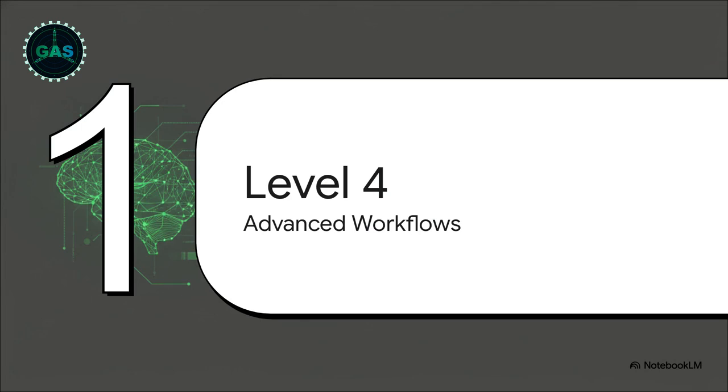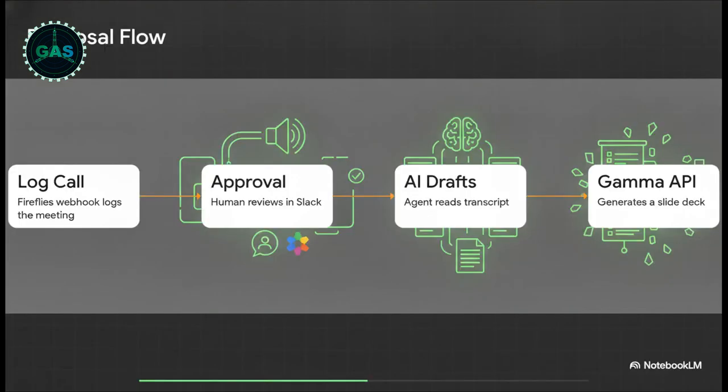Level 4. Advanced Agent Workflows. Take a look at this automated proposal generation flow built with NNN. Step 1. A webhook grabs a completed meeting transcript from Fireflies and logs it. Step 2. A Slack message pings a human for approval. Step 3. A specialized AI agent reads the transcript and drafts a high-converting business proposal. And Step 4. It shoots a structured JSON request to the Gamma API, which instantly generates a beautifully formatted, branded slide deck.